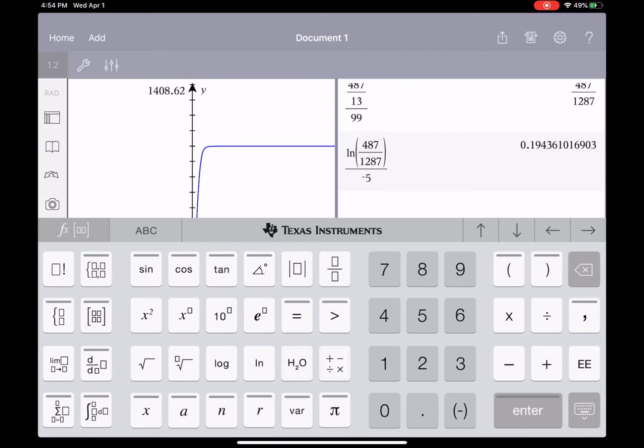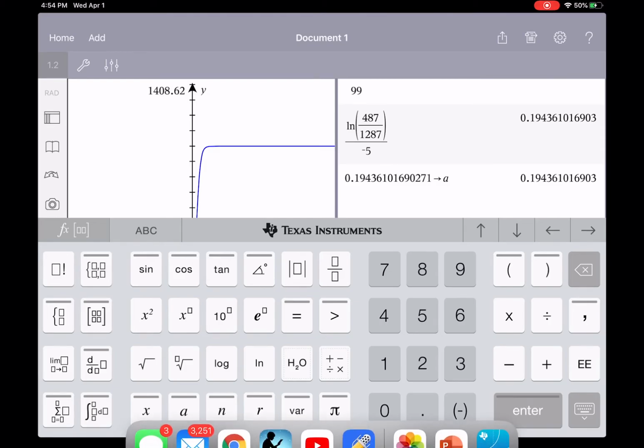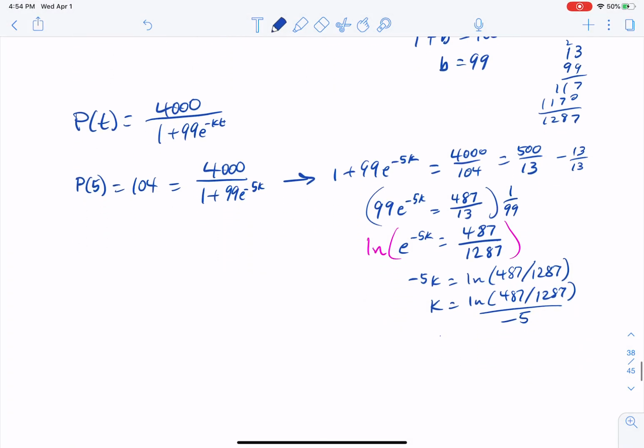And we have 0.194. Now, whenever I'm doing calculations on this, I want to use that whole entire thing. So let's go ahead and store that. That's under the vars menu. I'm going to hit store as, we'll just store it as A. Okay, so 0.194, that's what I'm going to write, at least on my paper.